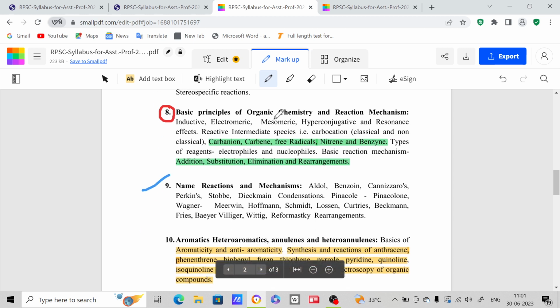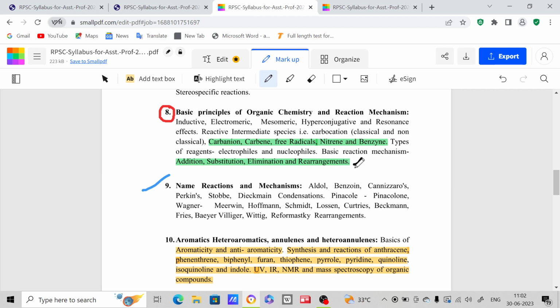Next one, basic principles of organic chemistry and reaction mechanism. You people already studied about this for your CSIR NET and GATE. So carbanion, carbene, free radical, nitrene, benzyne. Benzyne intermediate is very important. Addition, substitution, elimination reactions are very important. Rearrangement reactions are also very important.